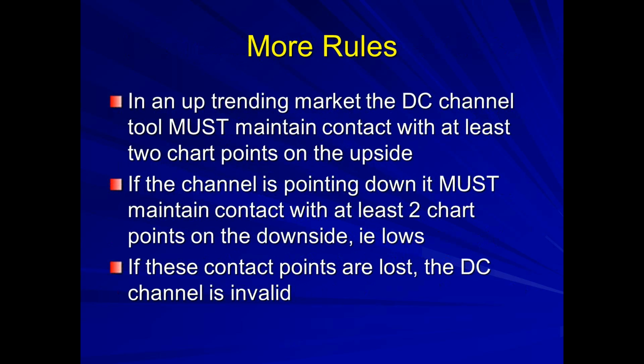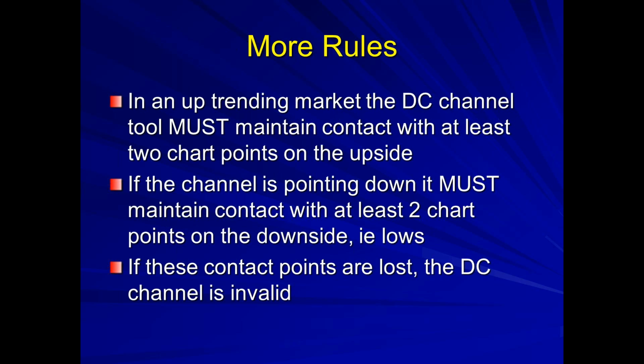So here are the basic rules that we have to have. In an uptrending market, the Danielcode channel tool must maintain contact with at least 2 chart points on the upside, and if the channel is pointing down, it must maintain contact with at least 2 chart points on the downside. Those will be lows. If these contact points are lost, the Danielcode channel is invalid, and then there's no use to it.